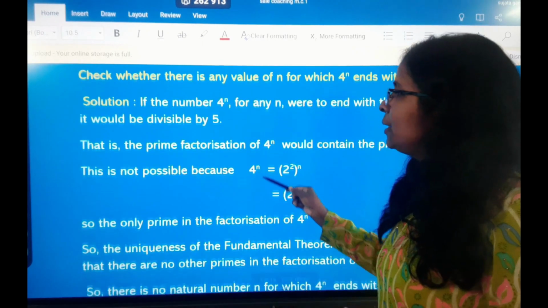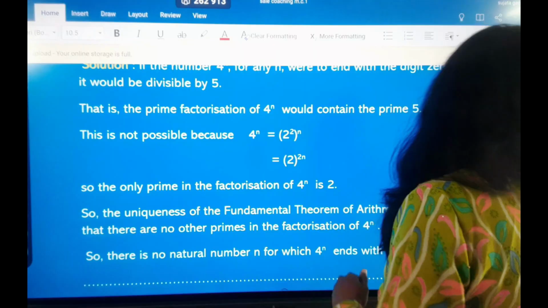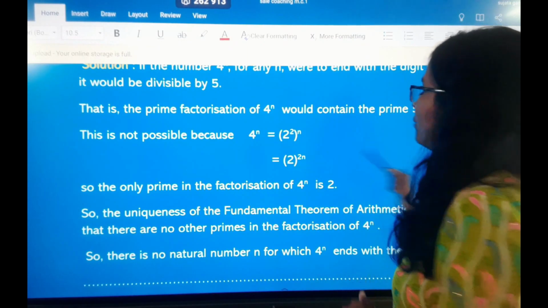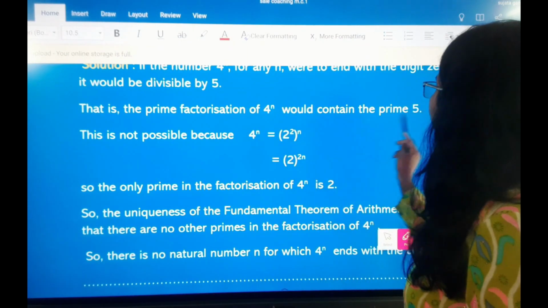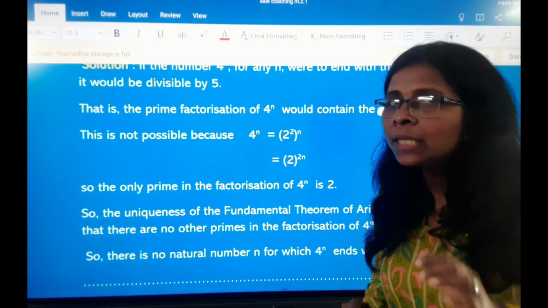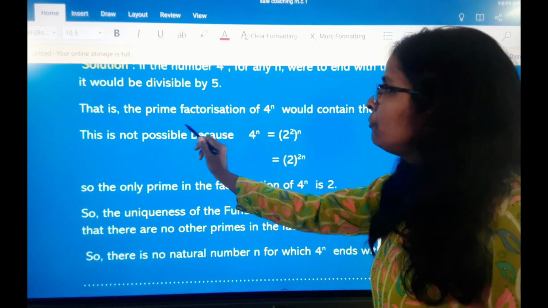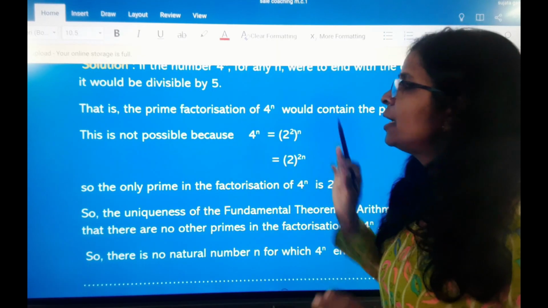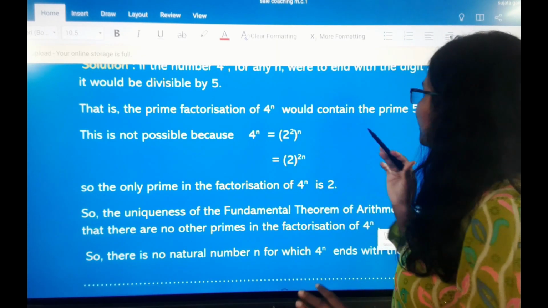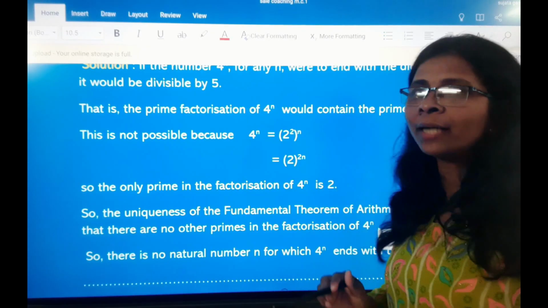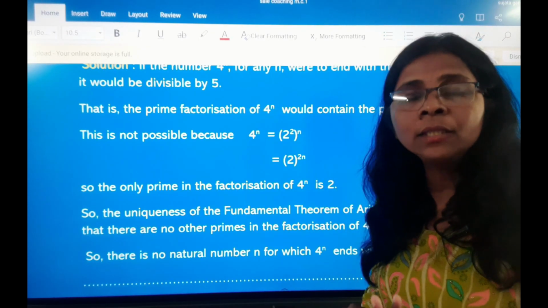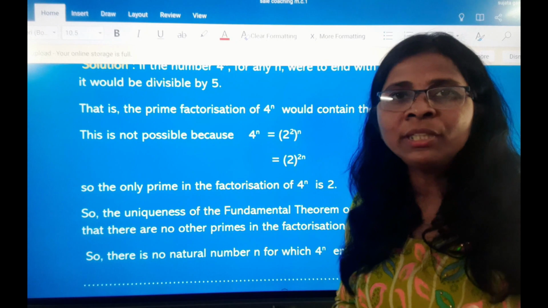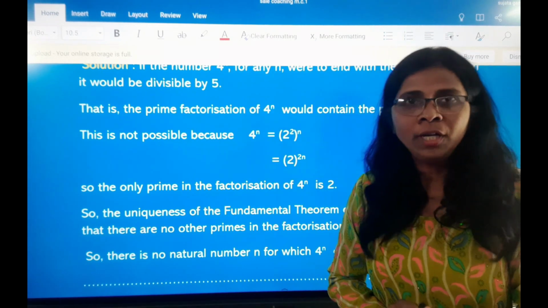Then the prime factorization of 4n would contain the prime 5. That means if that number is divisible by 5, then in its factorization the prime 5 must be included.